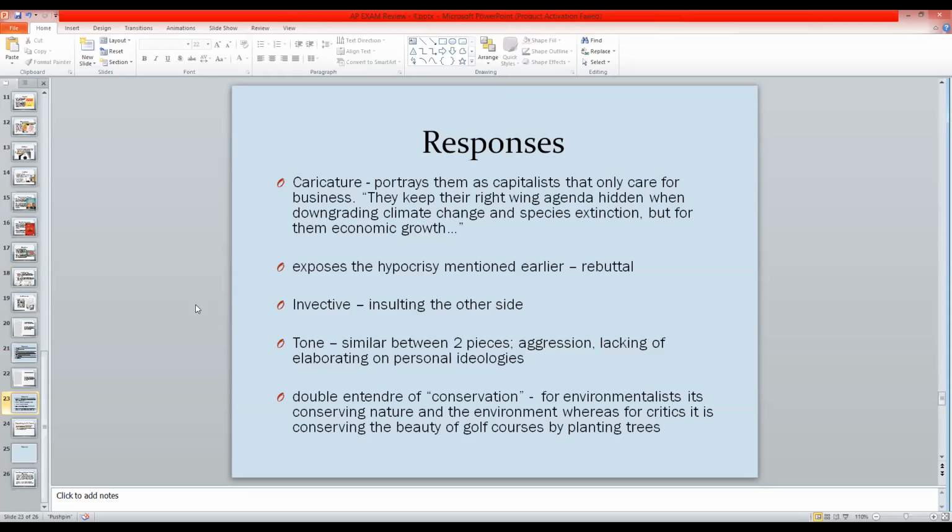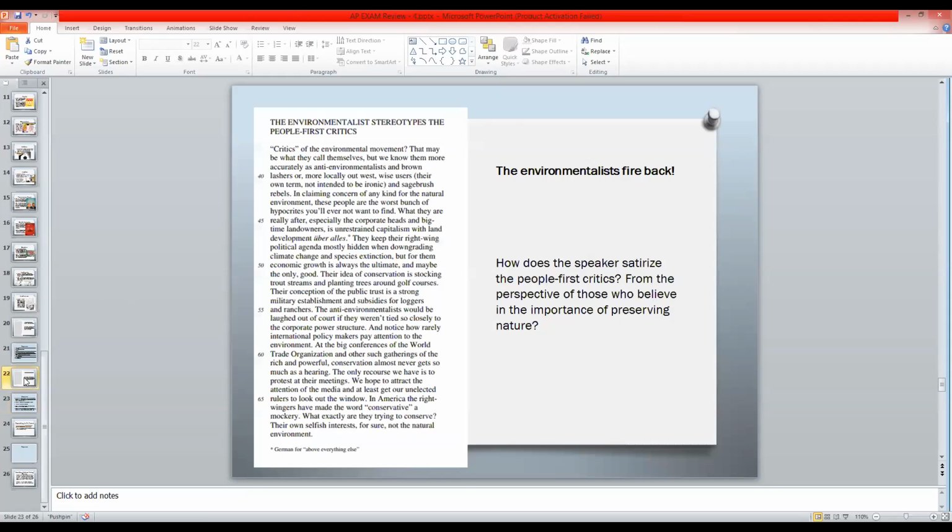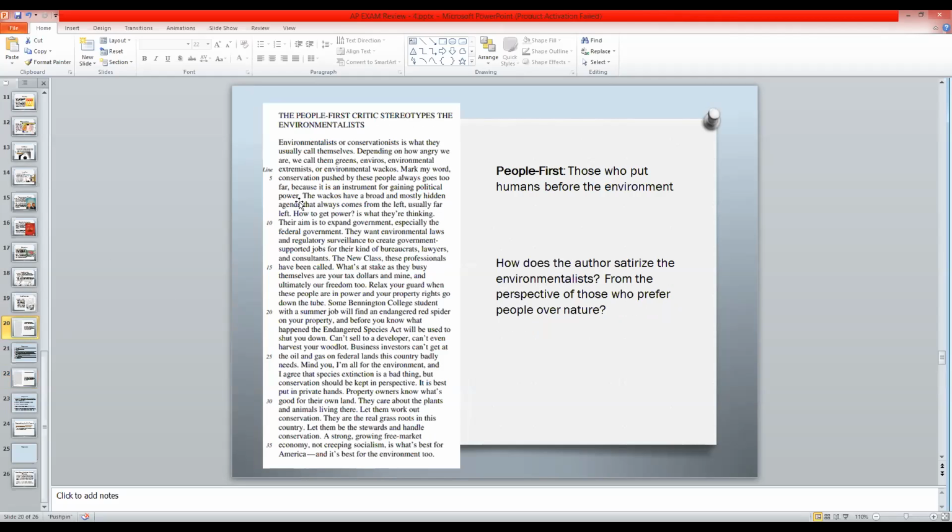Well, another one you can also observe, actually this goes back to what you said, Mohammed, in terms of how they're very similar. Even on a structural level, they're very similar too, because if you look at the first one, they give this list of things like, you know, they're known as brown lashers or locally out west wise users. So they give this list of things over and over again. In the first one, they mention that they're Greens and Viros, environmental extremists.